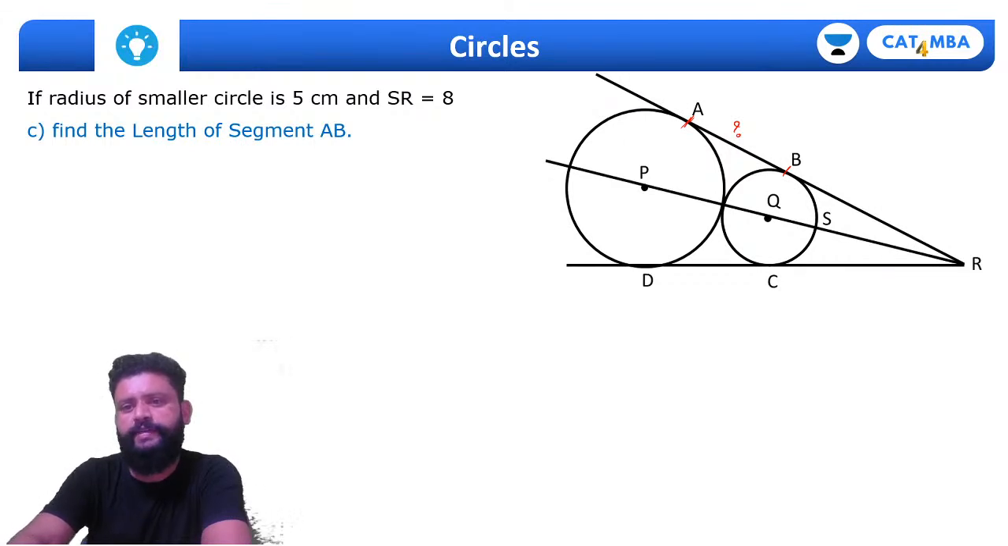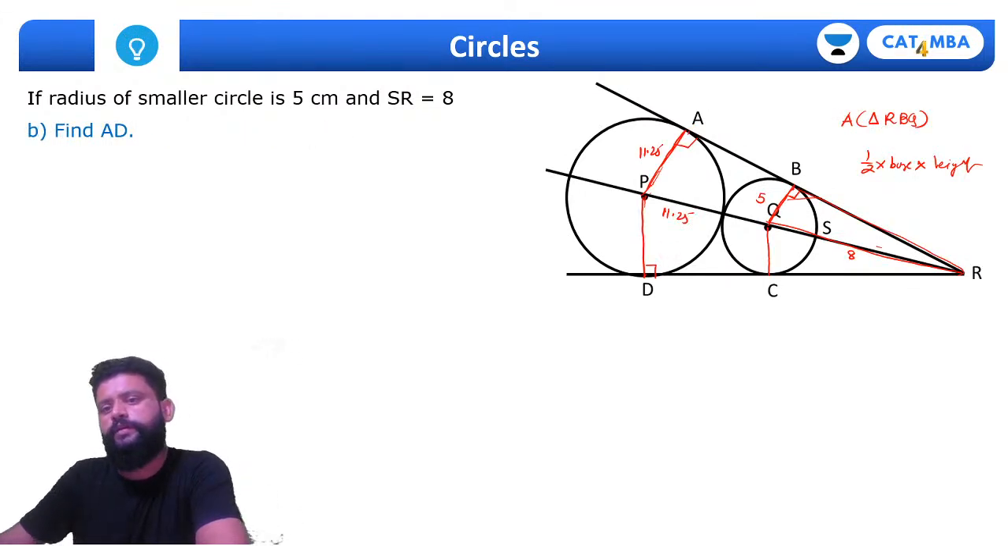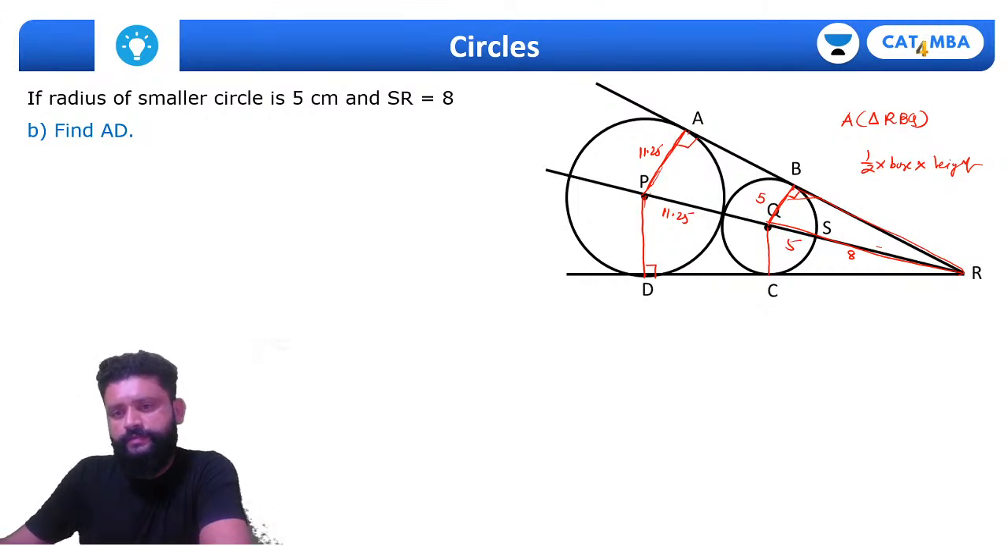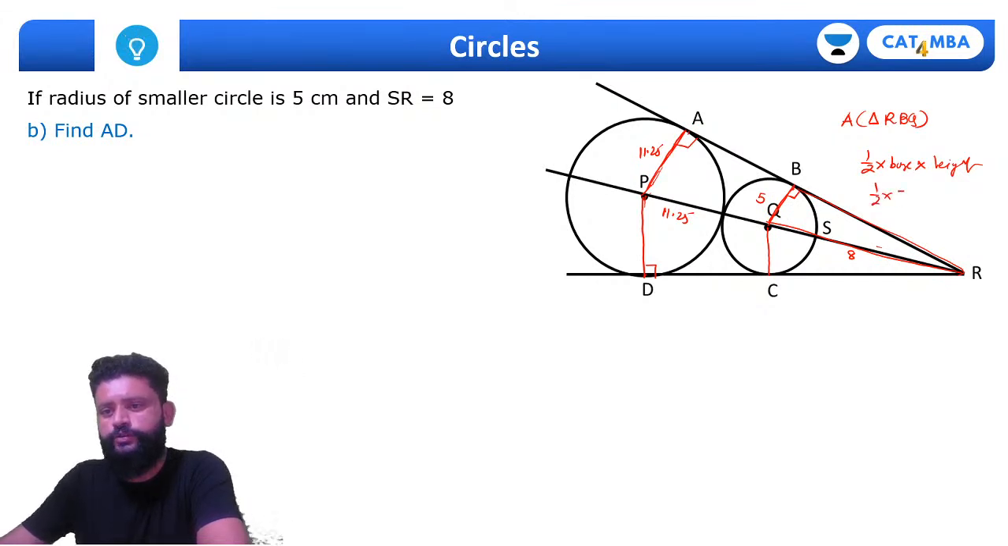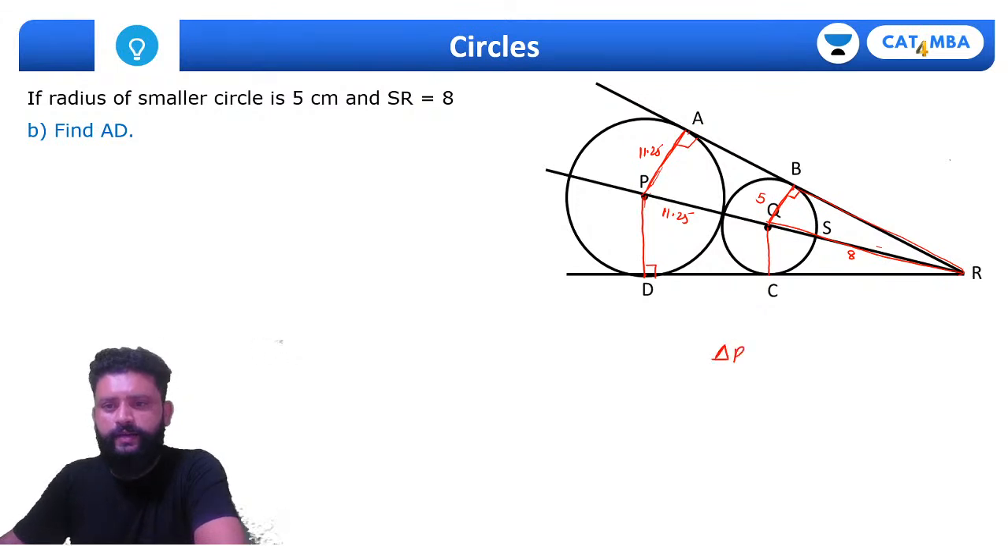You can calculate AB now, that's fine. Eight plus 5 is 13, so that will come. Let's first talk about the area of the triangle. It will be half into 5 into height, which we don't know. Okay, so first of all let's calculate that height. That's an easy thing.